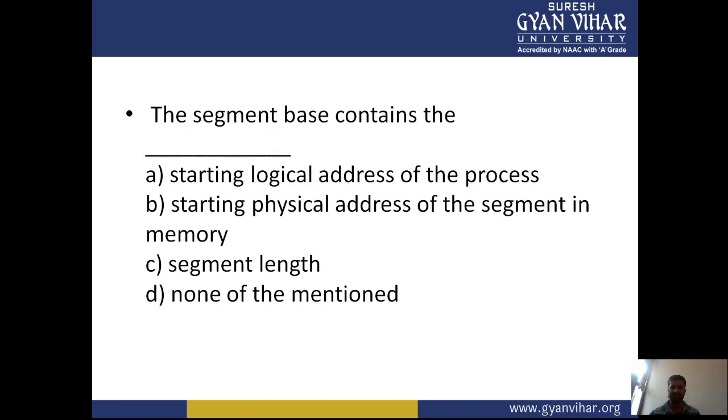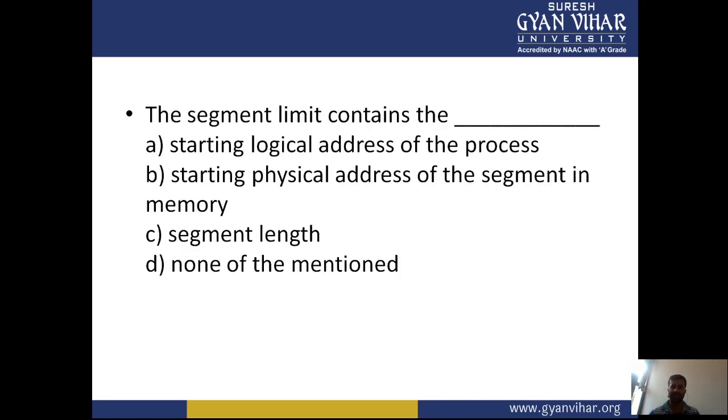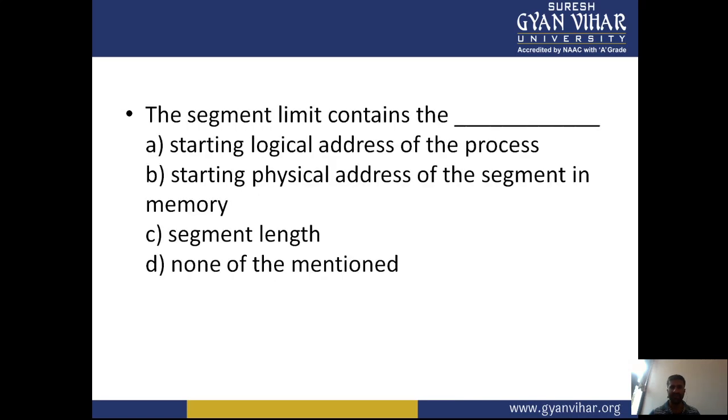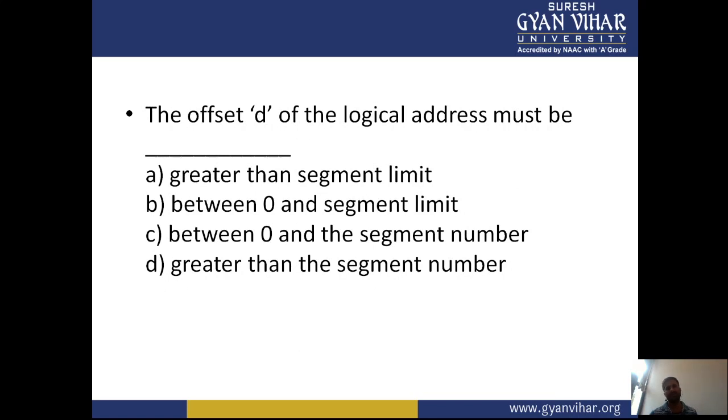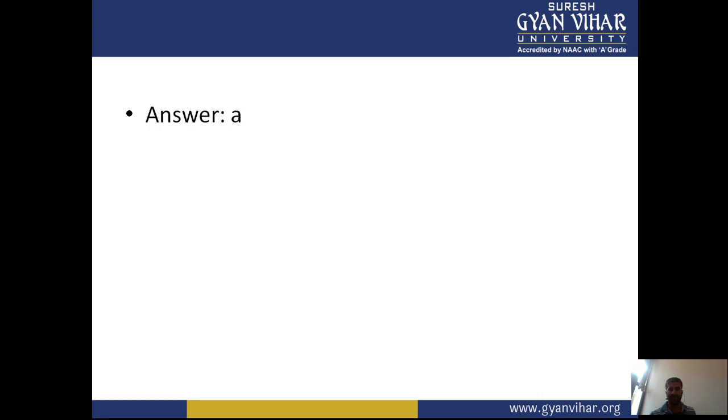The segment base contains dash: the starting logical address of the process, the starting physical address of the segment in the memory, the segment length, none of the above. So B is the right answer. The segment base contains the starting physical address of the segment in memory. The segment limit contains the starting logical address of the process, the starting physical address of the segment in the memory, or the segment length. So C is the right answer, that is the segment length. The offset of the logical address must be dash. B is the right answer: between zero and the segment limit, the offset is legal. A is the right answer.